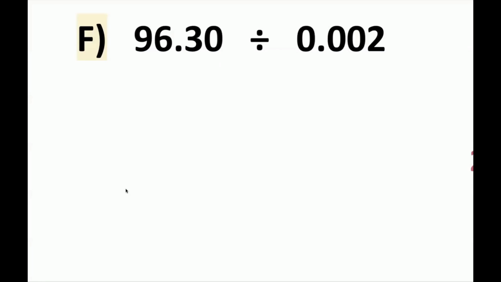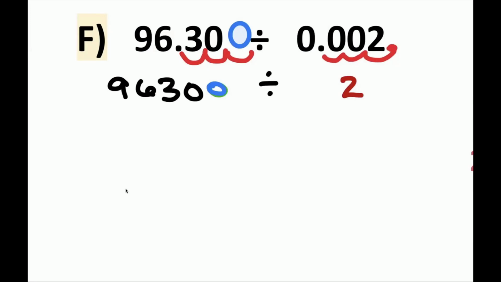On problem F, we know we need to make our divisor 0.002 a whole number. So we need to move our decimal forward 3 spots and we'll get 2. Okay, so if we moved it 3 spots in our divisor, we have to do the same thing for our dividend. So we have 1, 2, but you can see on my third loop, I have no number to go past. So if you have no number there, we're going to add a 0. So now our new problem is 96,300 divided by 2.